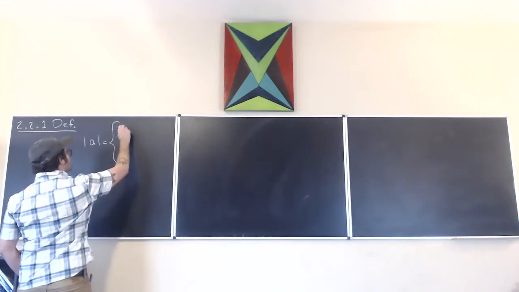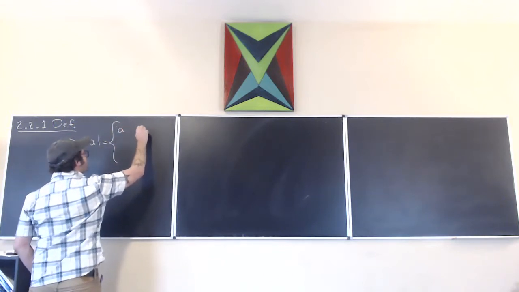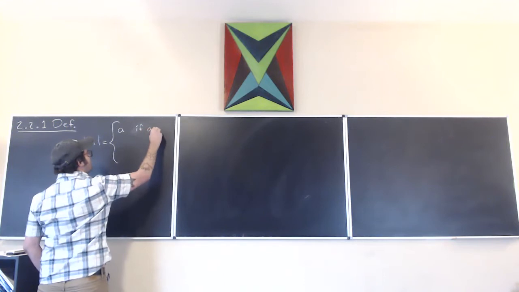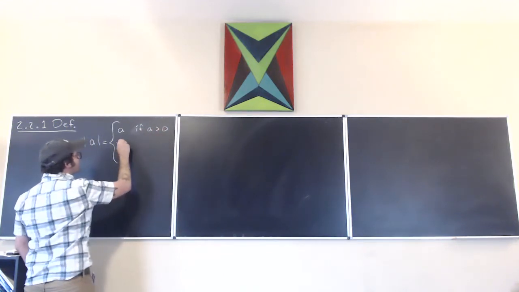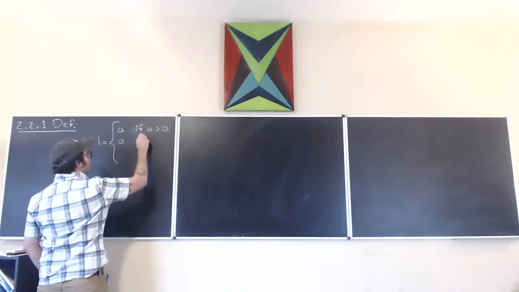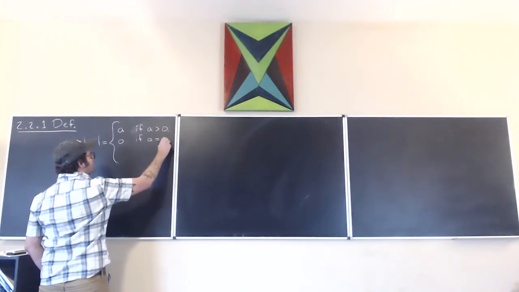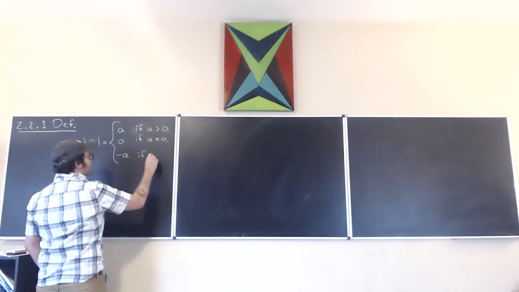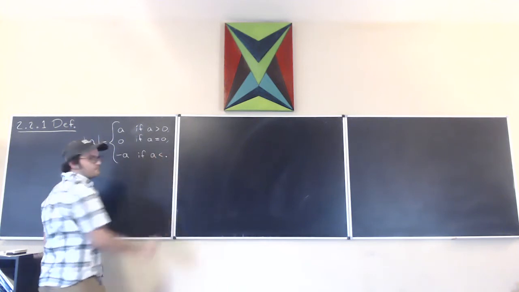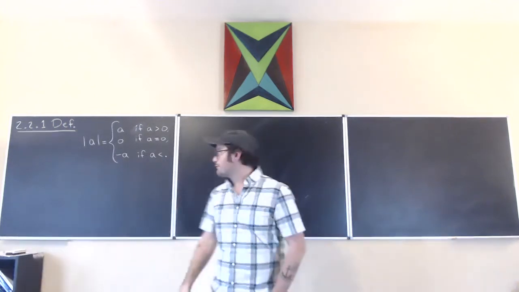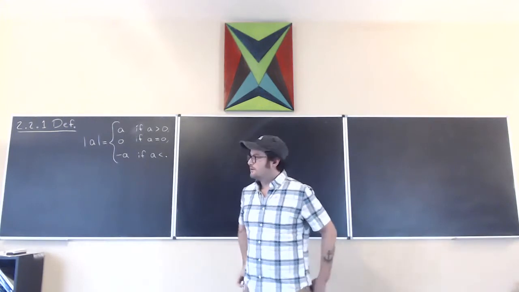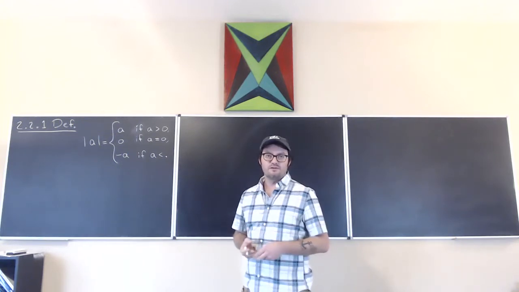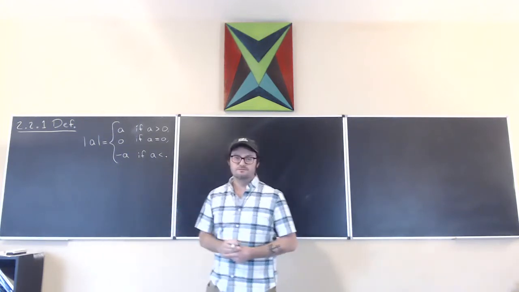So it's going to be A if A is greater than 0, 0 if A is equal to 0, and then finally negative A if A is less than 0. So this is the formal definition of the absolute value. You're probably used to just thinking about it as taking the positive of the number that you put in, but formally it's defined as this piecewise function.